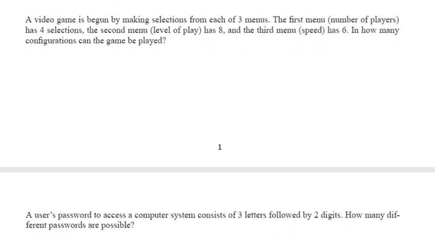Let's see this example. A video game begins with making a selection from 3 menus. The first menu is the number of players, for which we have 4 selections, or you could draw 4 branches in a tree: 1, 2, 3, 4. And the second menu will have 8, so each one of them will have 8. And then the third menu will have 6, so each branch will have 1, 2, 3, 4, 5, 6, or times 6.